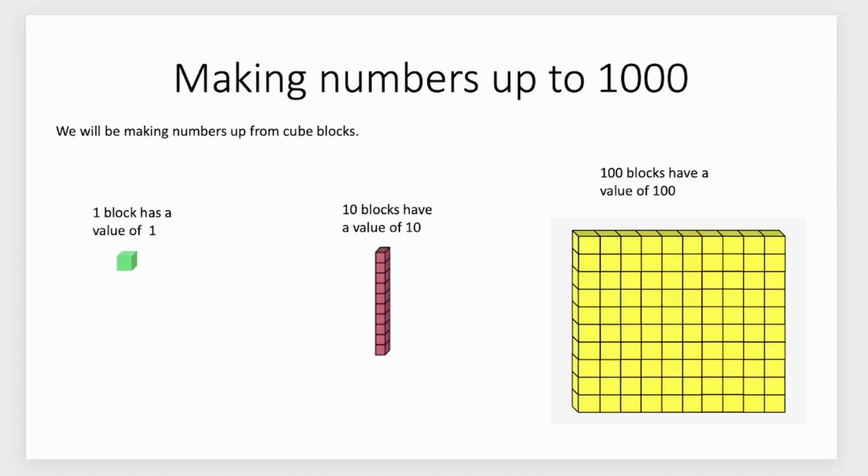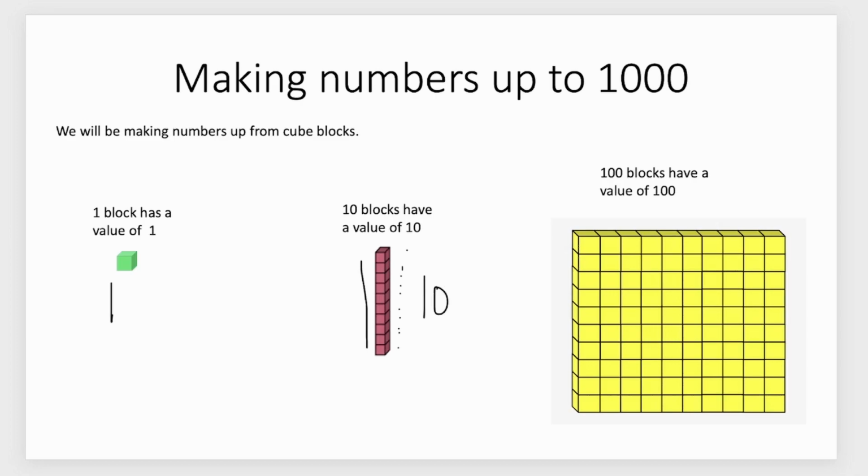Hi guys, so today we will be making numbers up to 1000, and for these examples we're just going to be using some base blocks today. So starting off, this green one, there's one cube here, so that's just going to have a value of 1, and these pink, the pink column, is obviously 10 blocks, 1, 2, 3, 4, 5, 6, 7, 8, 9, 10, so we have 10 cubes in here. So that is going to have a value of 10 for us.